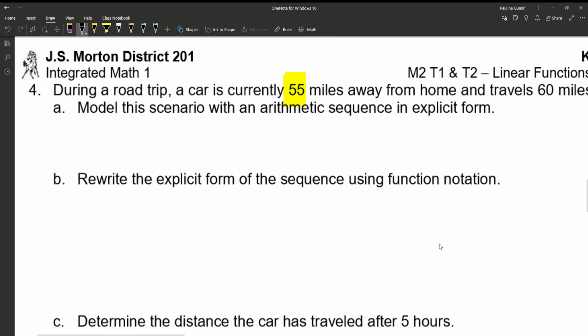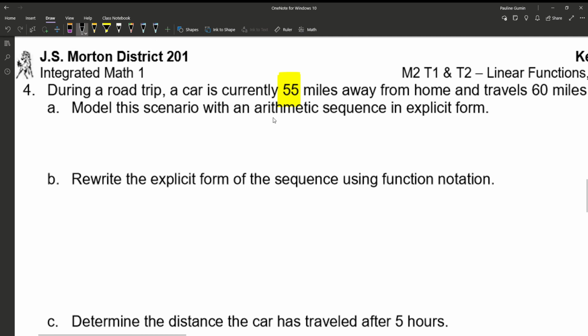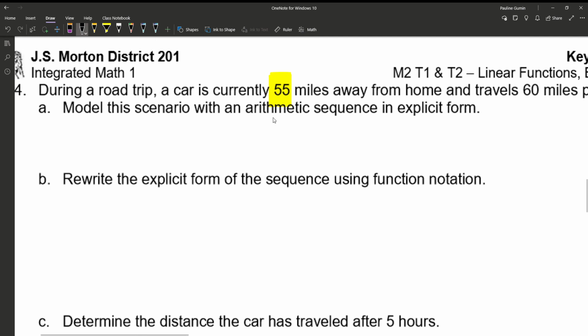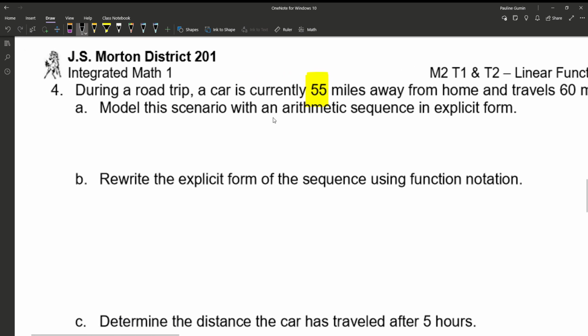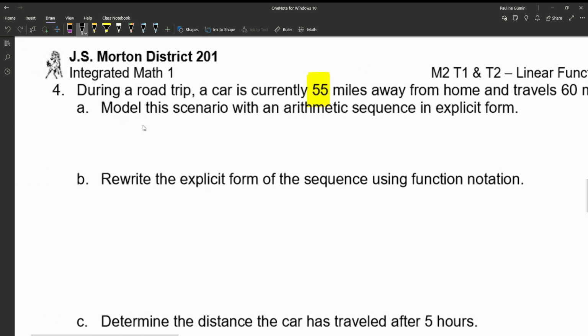Let's do the same thing for number 4. During a road trip, a car is traveling 55. Oh, the car is 55 miles away from home and travels 60 miles an hour. Let's model the scenario with an arithmetic sequence. So a sub n equals, our first term is 55, plus our common difference 60, our pattern, times n minus 1.